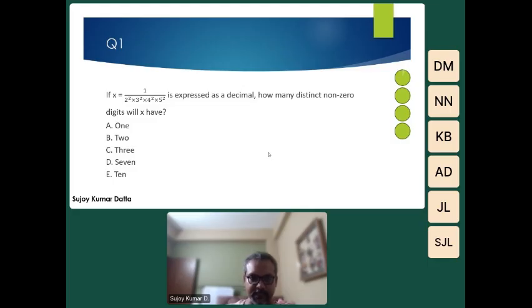It says x is 1 over 2 squared, 3 squared, 4 squared, 5 squared, and that is expressed as a decimal. So you convert this to a decimal form. How many distinct non-zero digits will you see in x? And I hope you know that. No calculators, please.